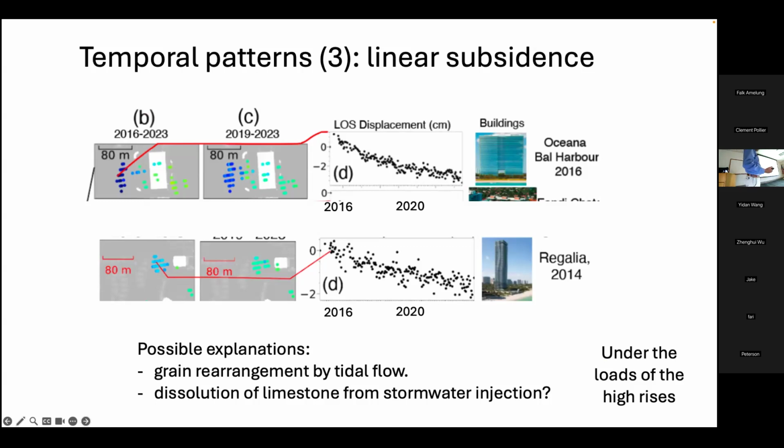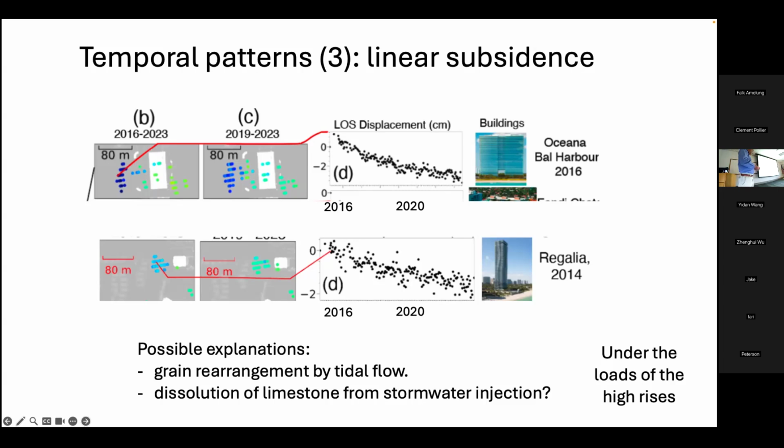So what could be the explanation for the linear subsidence? No decay, which we would expect for construction related. So this is a complete hypothesis. A possible mechanism is tidal flow. Under the buildings at the coast, we are getting the tides twice a day. And if the tides go through the sand layers, if you put a heavy building on top of it, then maybe you're going to get rearrangements of the grains as a result of that.